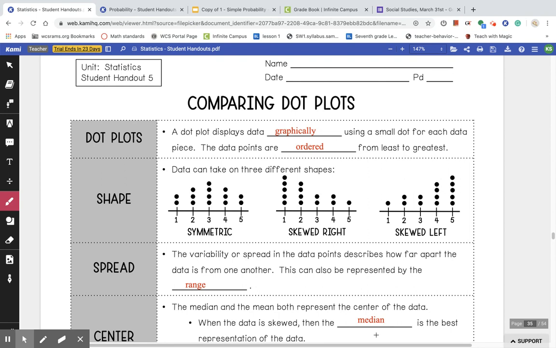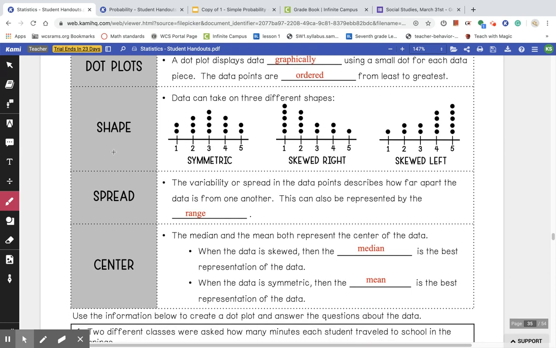All right, so comparing dot plots. A dot plot displays data graphically using a small dot for each data piece. The data points are ordered from least to greatest. A dot plot can take on three different shapes. The first one is called symmetric. That means this is like our middle piece right here. It's equal on both sides, so it has a nice symmetry.